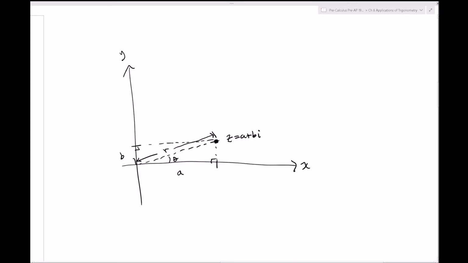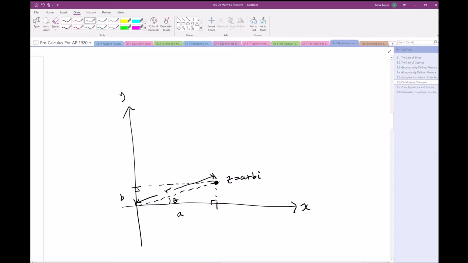So you want to think backwards. Let's think forwards first. If I square that thing, you double the angle. So I'm going to double the angle, but maybe in a different color. Let's do blue.